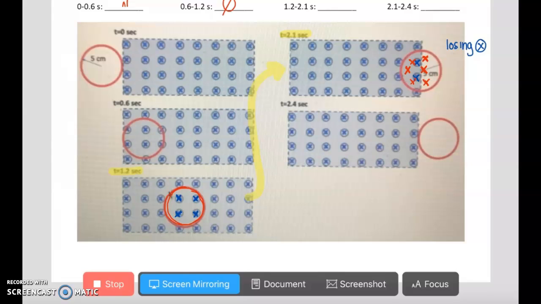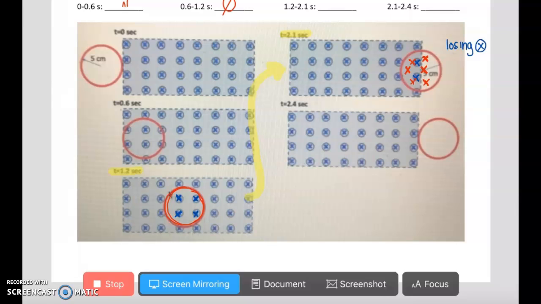The way that I create that magnetic field is by inducing a current. So the question becomes, which way must the current be induced in order to create an into the page magnetic field?